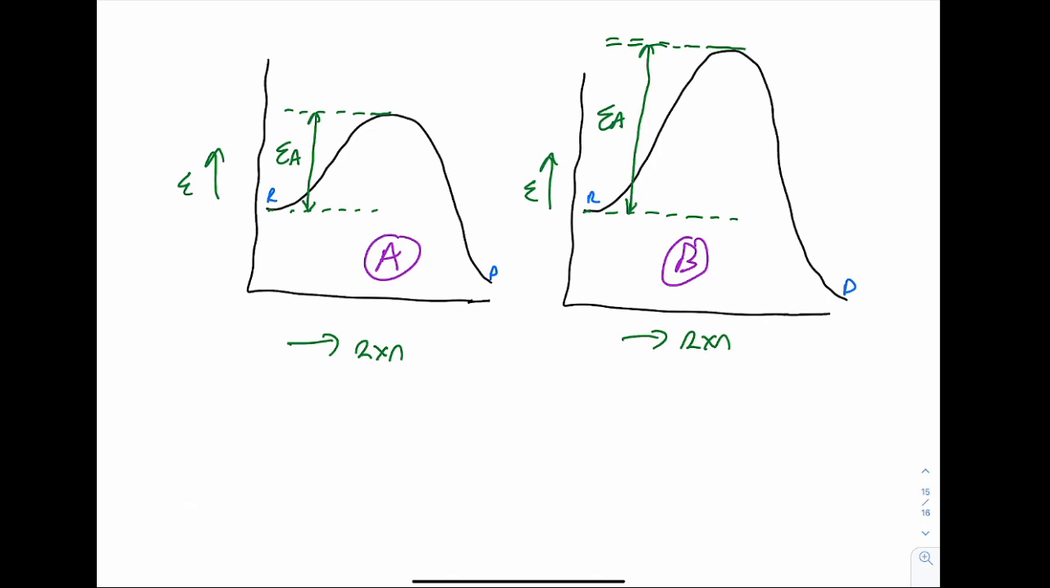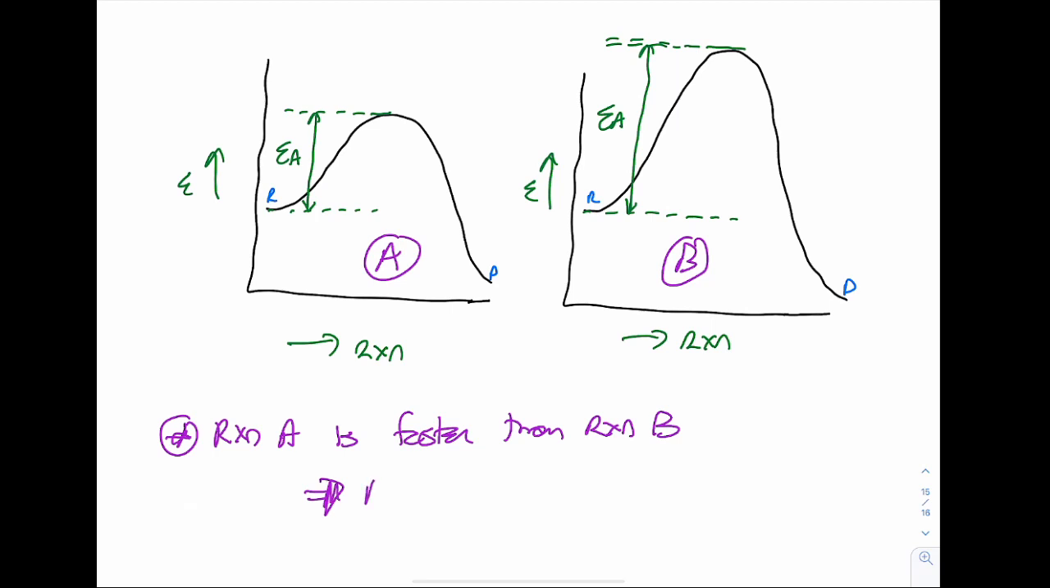If you remember catalysts, right? Catalysts speed up reactions by lowering that activation energy, right? Implying that the bigger the activation energy is, the slower it is. The lower the activation energy, the faster it is. So reaction A is faster than reaction B, right? Reaction A has the smaller activation energy.